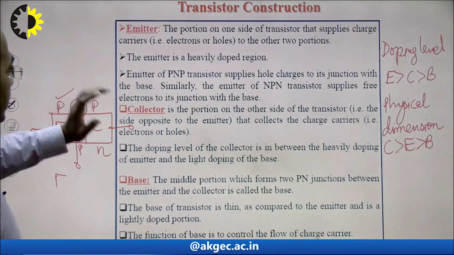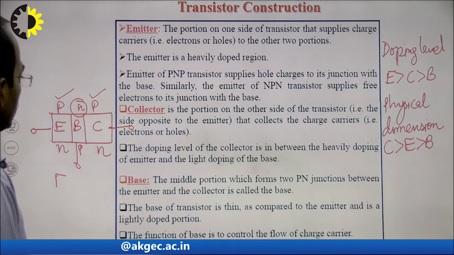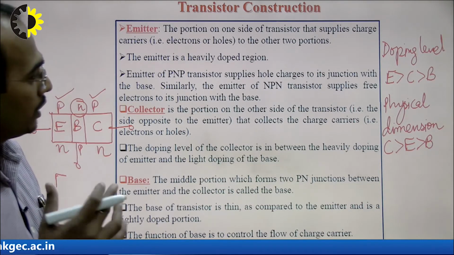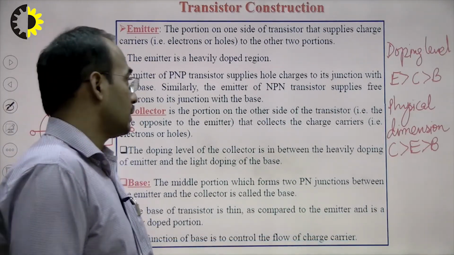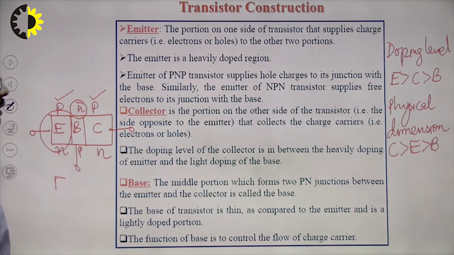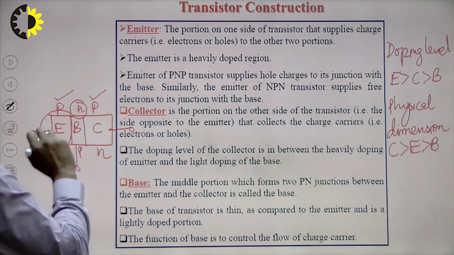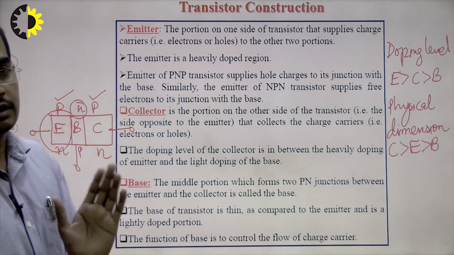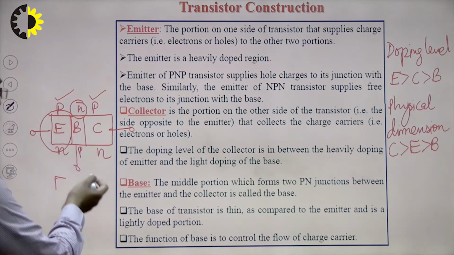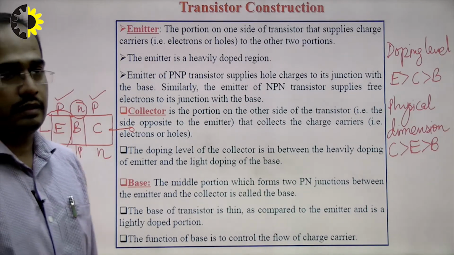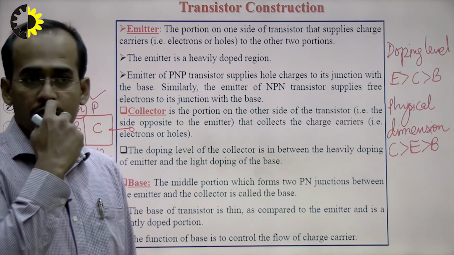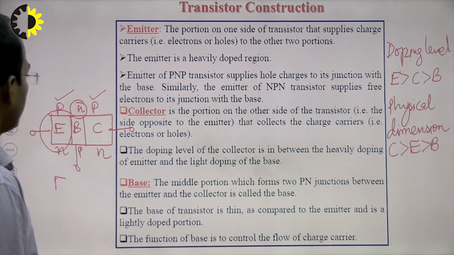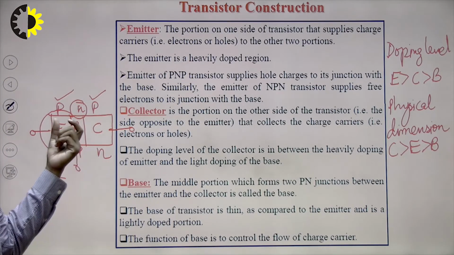Why do we take the emitter highly doped, the base lightly doped and very thin, and the collector large in size and moderately doped? The reason is that the emitter is highly doped so that it can inject a larger number of charge carriers towards the base, and the base is lightly doped and very thin so that less recombination takes place in the base, and a large number of charge carriers are collected by the collector. This is the reason why we take the emitter highly doped and the base lightly doped and very thin.